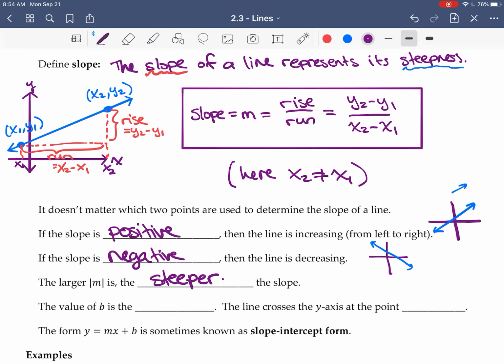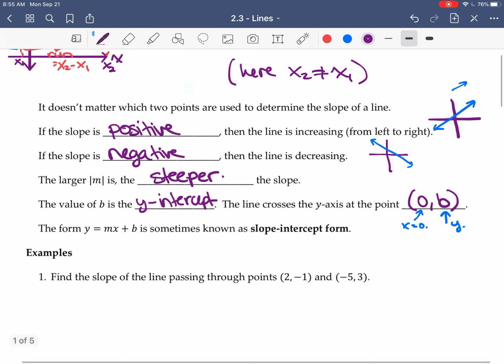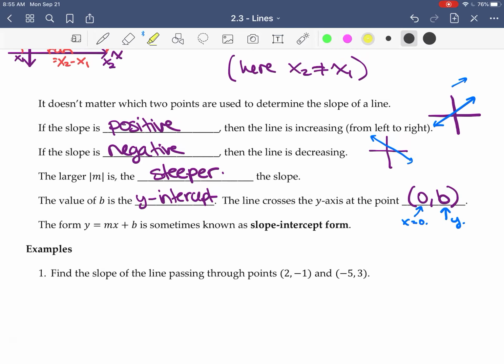The b value is called the y-intercept, or the y value of the y-intercept, which means that the line crosses the y-axis at the point 0, b. So the y value is the b. When you cross the y-axis, that means that x is 0. This form, y equals mx plus b, is the most commonly used form. We usually refer to that as slope-intercept form. If it asks you to put your answer in slope-intercept form, then you're going to want to solve for y, so that it's in that form.